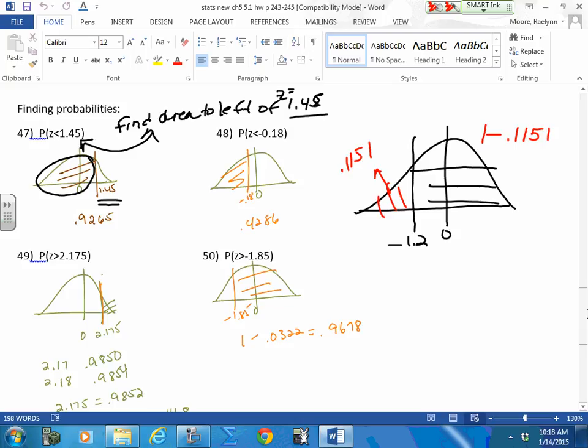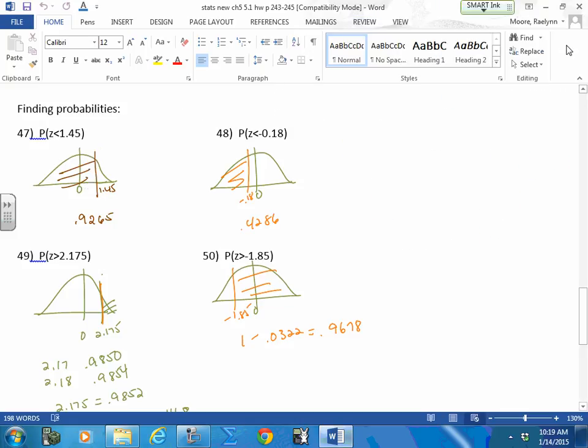Now, we could apply what we learned before, and we could go to the 1.2, because this should be symmetric over here, and get the area to the left of the positive 1.2. And they will be the same thing as a result of this guy. So if I look up the 1.2, this will be 0.8849, which is that answer. Okay? You guys are doing good.